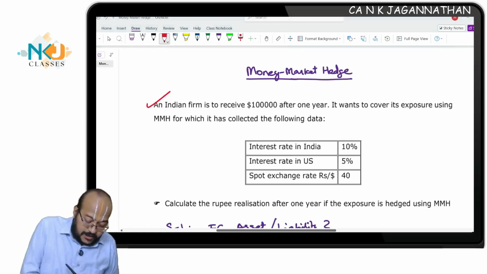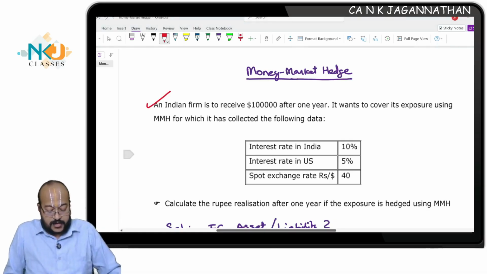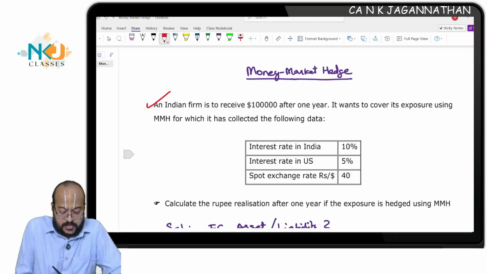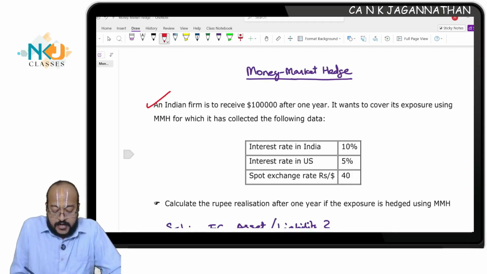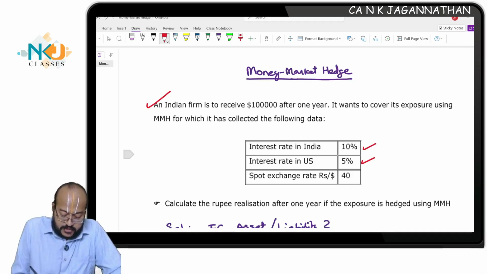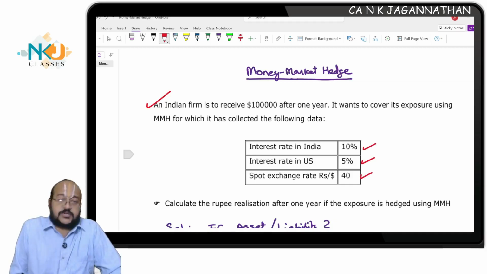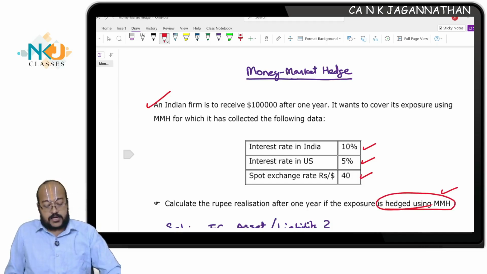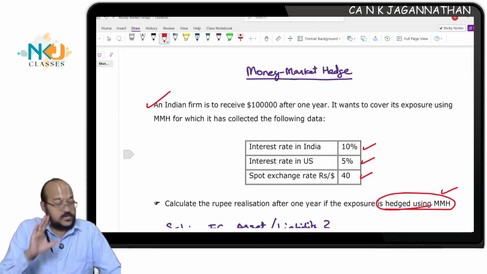An Indian firm is to receive 1 lakh after 1 year. It wants to cover its exposure using MMH, for which it has collected the following data. Interest rate in India given, interest rate in US given, and spot exchange rate is given. Calculate the rupee realization after 1 year if the exposure is hedged using MMH, money market hedge. This is the question that is being asked.